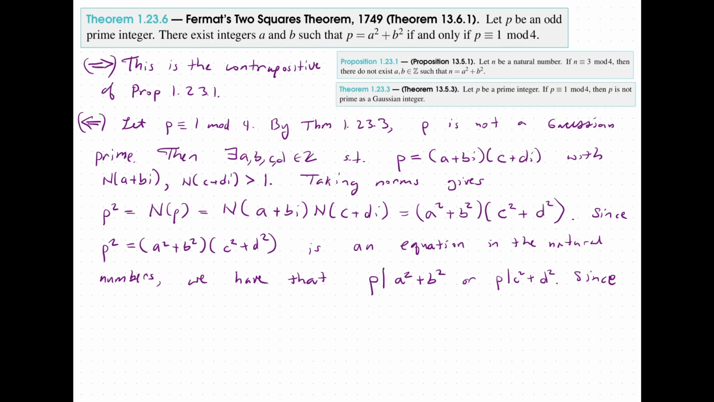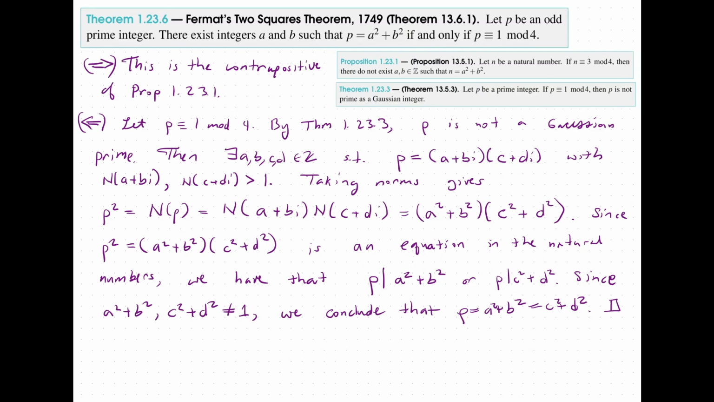And so since a squared plus b squared and c squared plus d squared is not equal to 1, we conclude that p is equal to a squared plus b squared and c squared plus d squared. And that concludes our proof, because now we have written that p is actually a sum of squares.